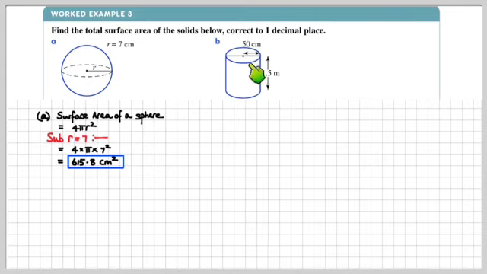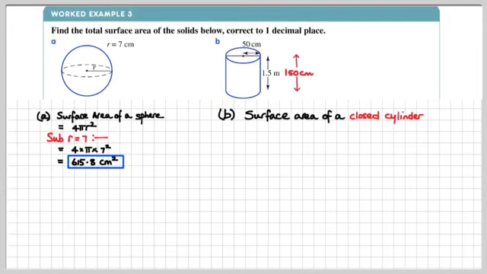Okay, what about this one now? We'll do the surface area of this. So we've got 2 circles, top and bottom, and we've got this curved bit here. So remember, 2 pi r squared, and then 2 pi r times h for the curved bit, right? So here it comes, closed cylinder, and the most important thing for you to remember is that you've got to get your units the same.